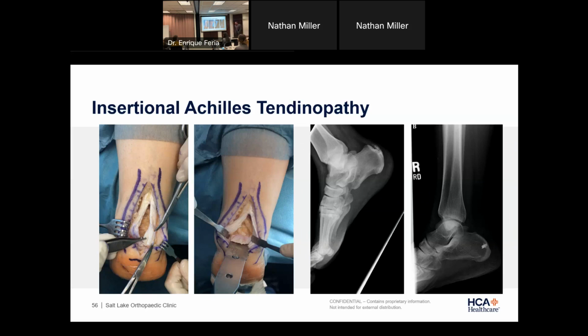And again, patients do well. If they fail conservative treatment and they're still having symptoms, patients tend to do well. It's a prolonged recovery. It's about 3 to 4 months before you can get back to your prior level of function, if you will.